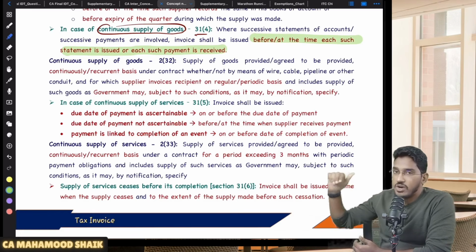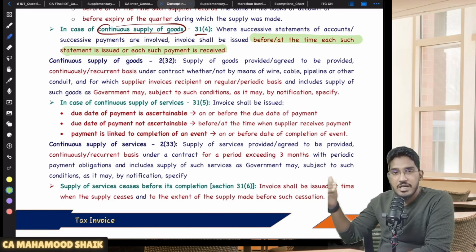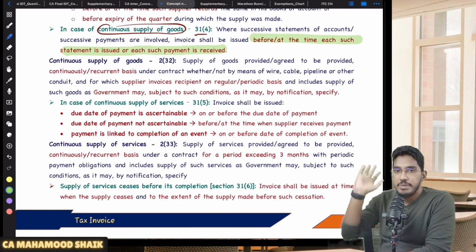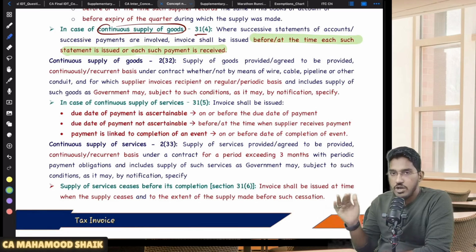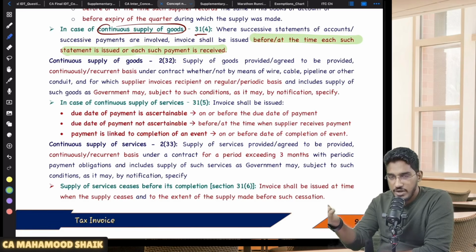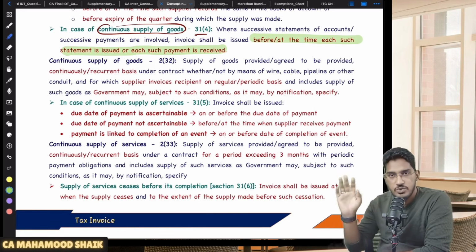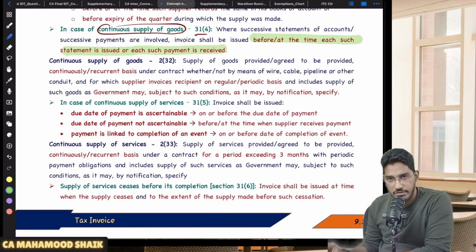In case the supplier is not issuing any statement, you are just making periodical payments, on or before that payment you are required to issue the invoice. If the supplier is giving successive statements, on or before that statement; if the supplier is not giving you successive statements, and you are directly making periodical payment, on or before that payment. So whatever the case is, accordingly you have to give the tax invoice.